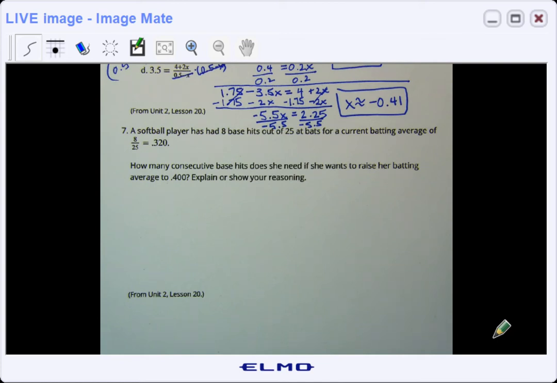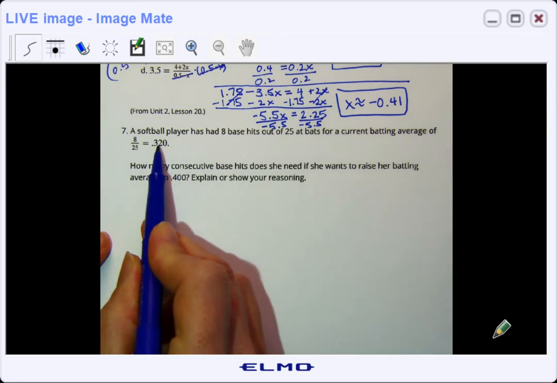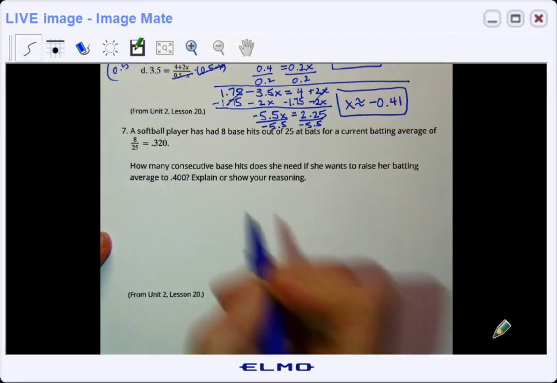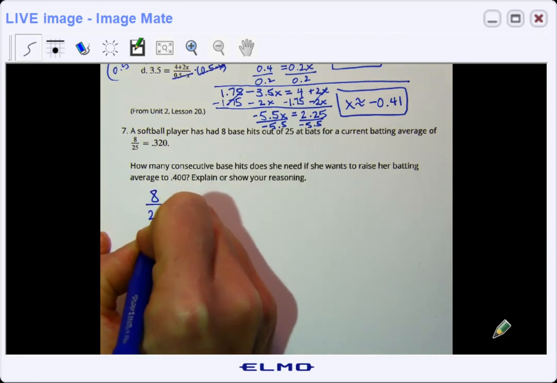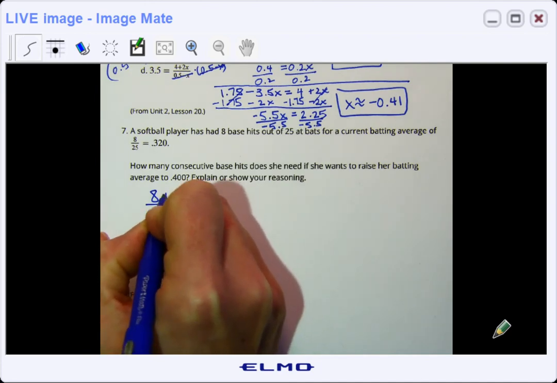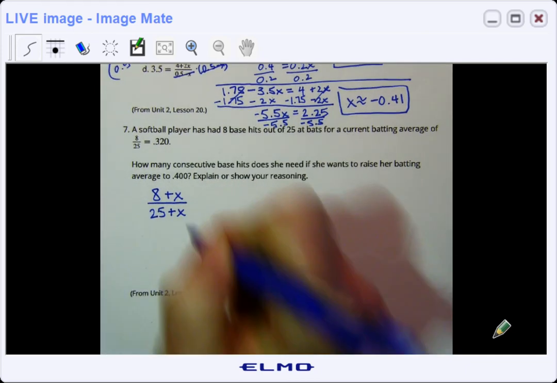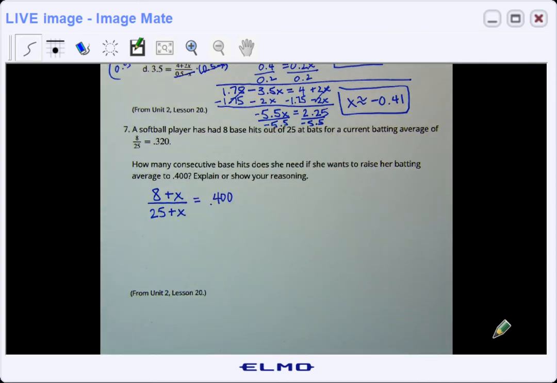Okay, so think about it. It's consecutive at-bats, consecutive at-bats. And so she wants to start with this and get that 320 up to a 400. So we'll say, well, she's going to have a certain number of at-bats, and she needs to get a hit off of every one. And we want this to equal the 400.